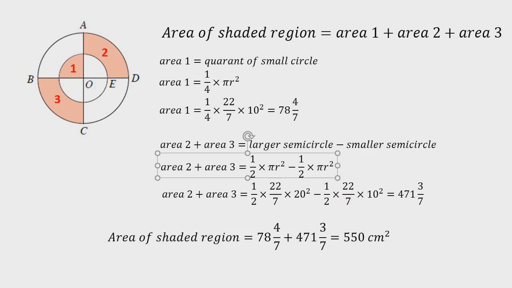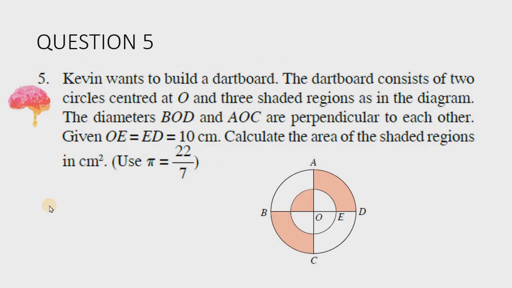Okay, go back to the question again. The question mentions the radius here, given OE equal to ED equal to 10. So OE is the radius for the small circle, and O to D will be 20. That is the radius for the bigger circle, because OE and ED are both 10, so total up will be 20. So that's why I said the bigger circle has the radius as 20.